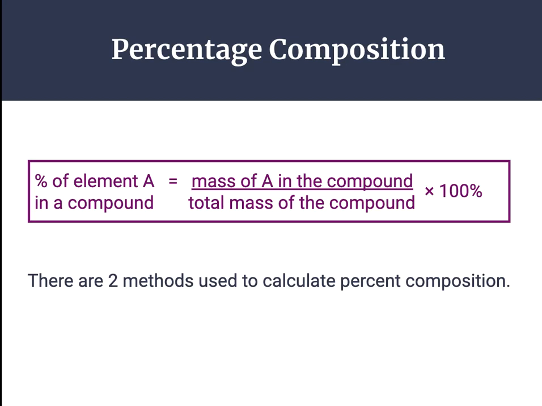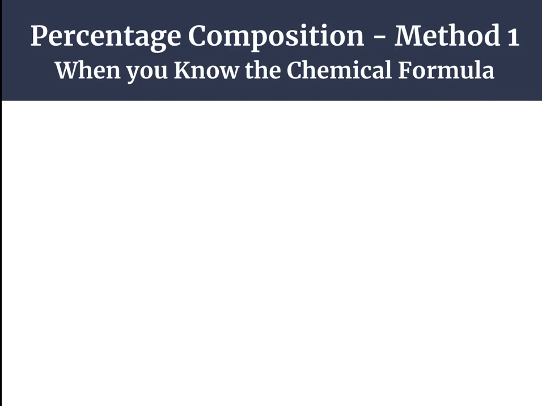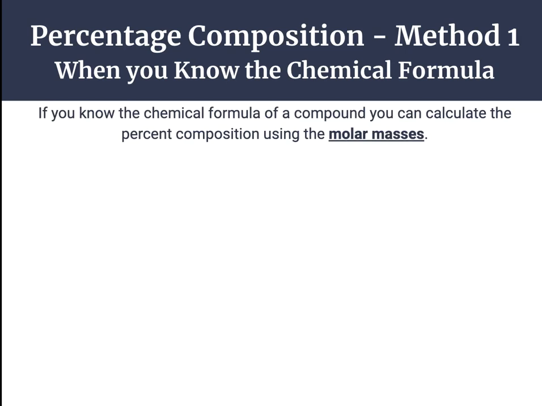And there are two methods used to do this, and actually a better way to put that would be there's two places where the masses can come from. You will always use this formula to calculate the percentage composition. So the first method is when you know the chemical formula of whatever compound you're talking about.